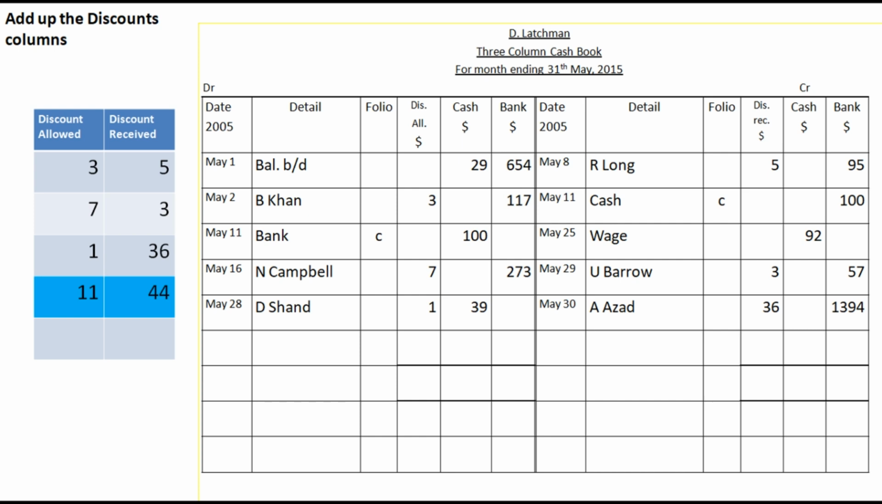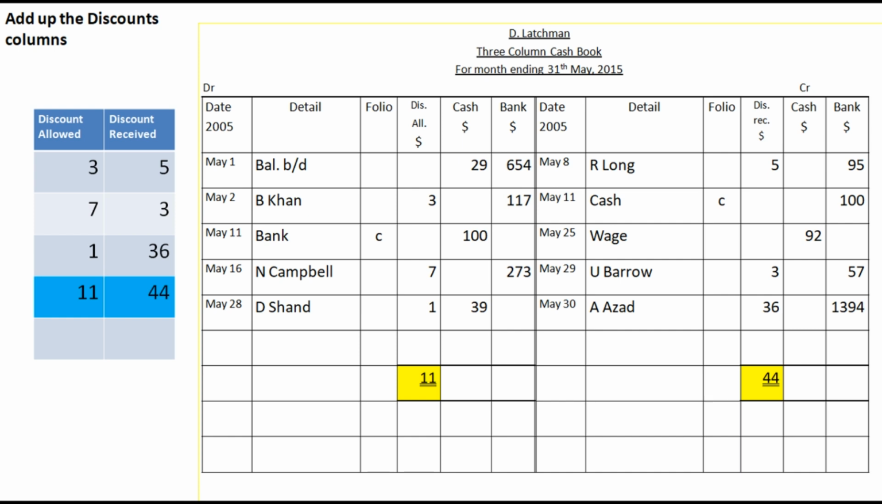Now when we add up these two figures, the total we just place at the end of the column and we finish there with those two columns. We don't do anything else with these two columns. So we add up the entire discount allowed column, we place the total at the bottom, we finish there. We add up the entire discount received column, we put the total at the bottom, we finish there.